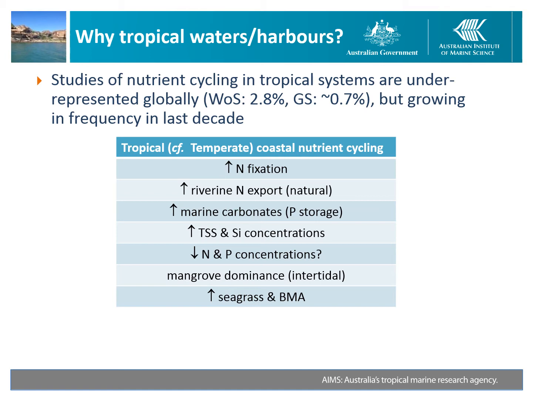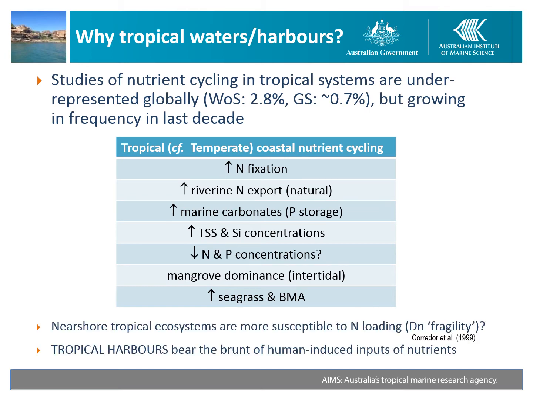Mangroves dominate the intertidal region, and there is more extensive seagrass and benthic microalgae. Nearshore tropical ecosystems are similarly more susceptible to loading of nitrogen. An example comes from Corridor and colleagues' work, and with their suggestion of fragility of denitrification in tropical systems. And of course, tropical harbours bear the brunt of our inputs of nutrients.